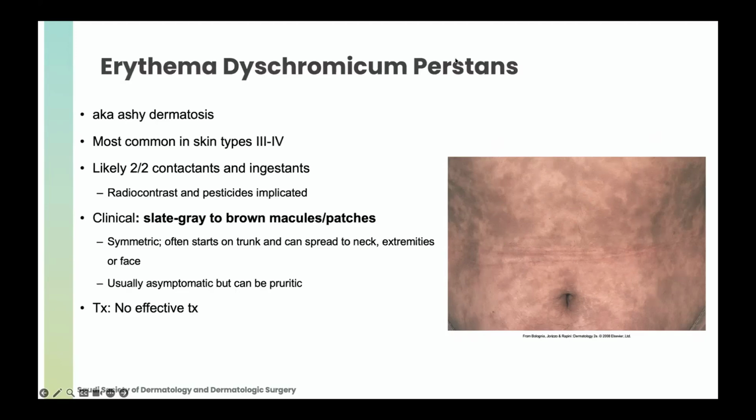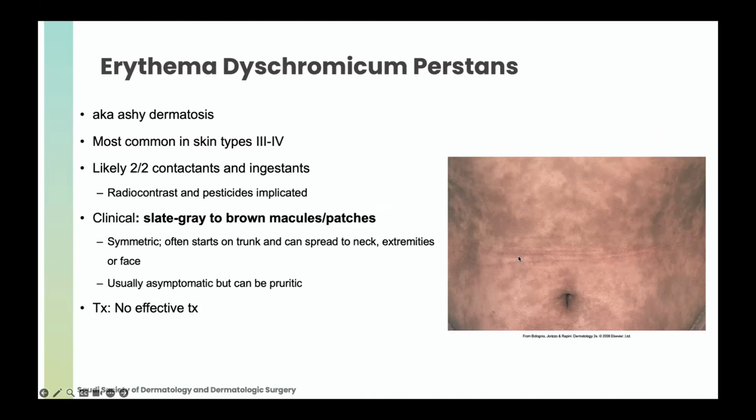Okay, what do you think this condition is? What's the other name for ashy dermatosis? Correct, ADP. So Civatte's color in this case, not really classic because first of all, we don't see scales here, and also the pigmentation pattern is a little bit different than what we like to see. In this case, we see different macules and patches coalescing together, forming basically this network pattern. In this case, it's called erythema dyschromicum perstans or ashy dermatosis.